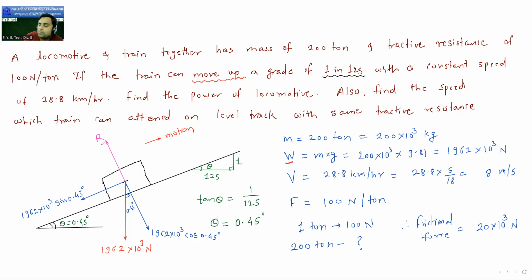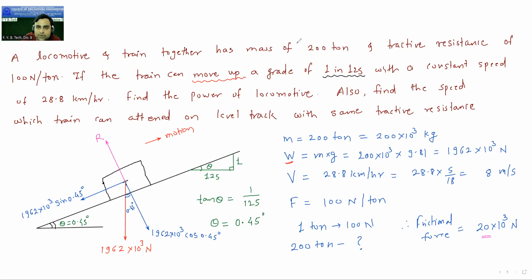Normally, why do we require the normal reaction? When the value of mu, the coefficient of friction, is given, and the frictional force value is not given directly, then you first calculate the value of R, and then frictional force is equal to mu into R, and then you will get this value. Okay, but in this numerical we don't require R, as we are having this frictional force value directly.